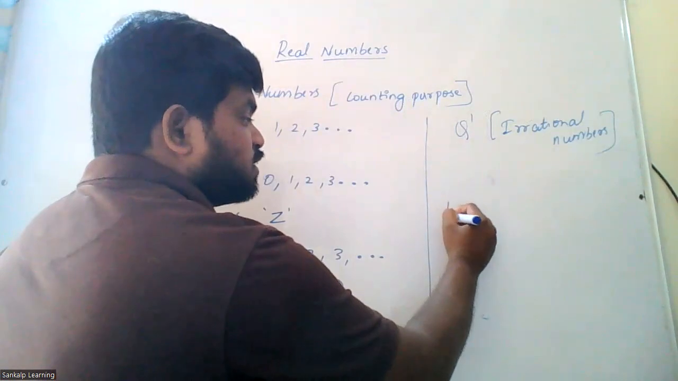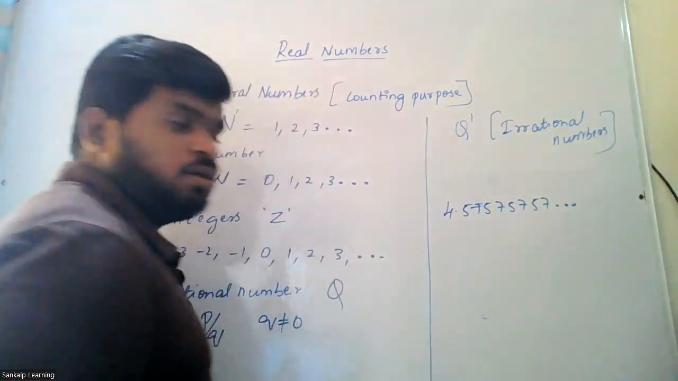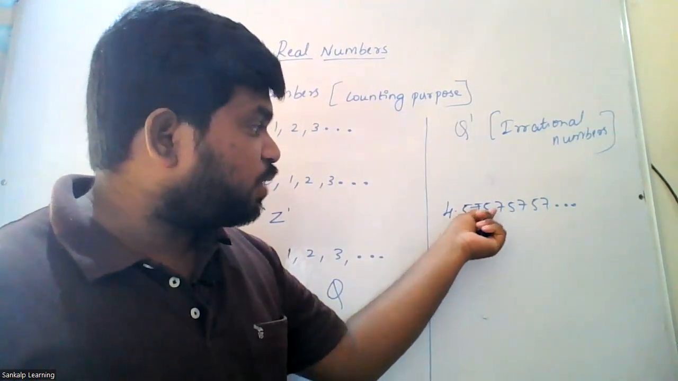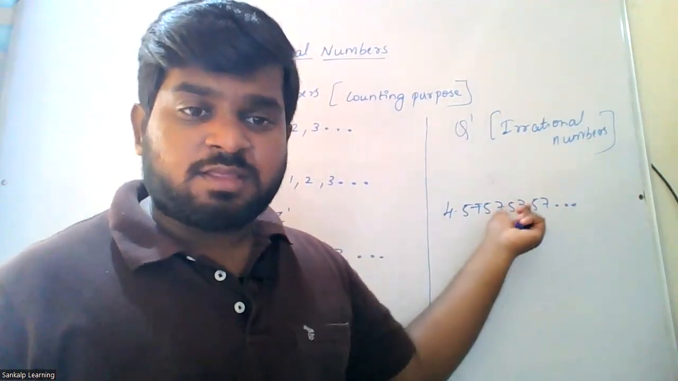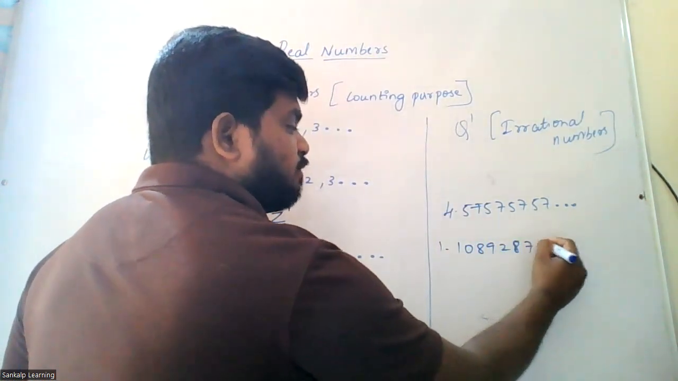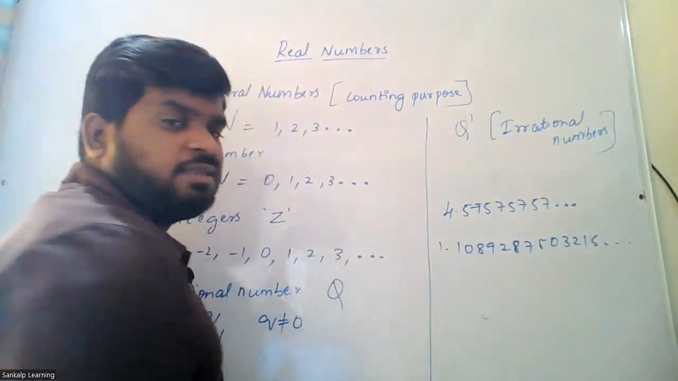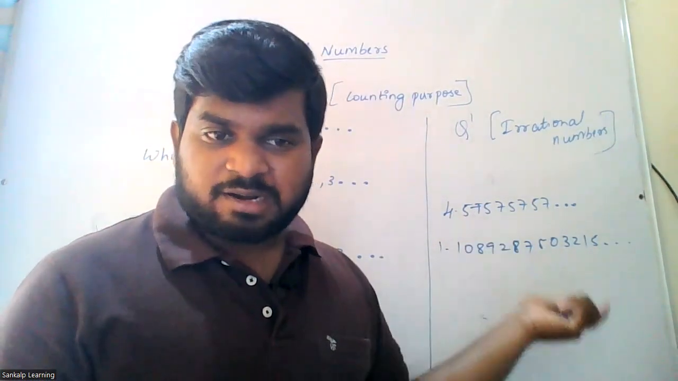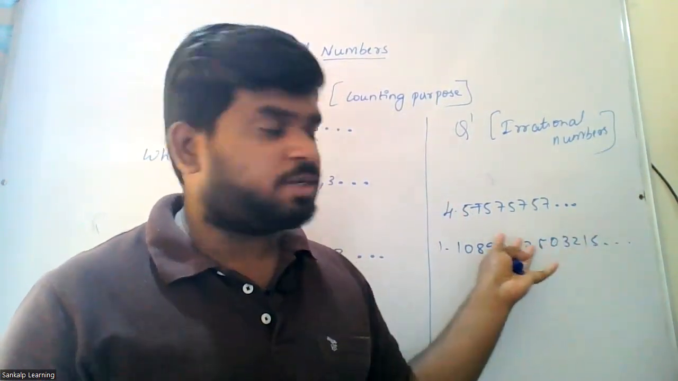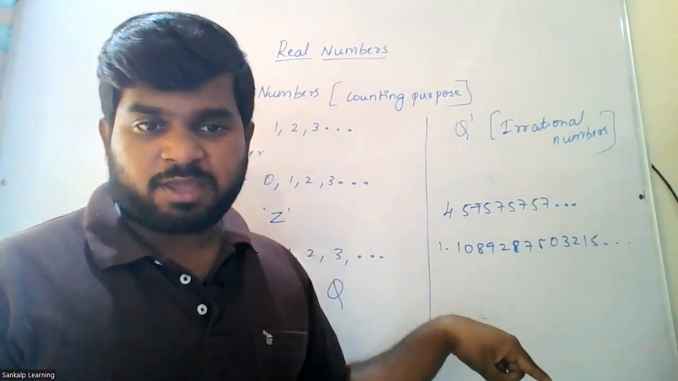For example, if you observe 4.57, 57, 57, 57 goes on. This doesn't stop, it keeps going. So it is non-terminating, but it is recurring. There is a pattern that you can observe. 57, 57, 57, 57. This is recurring. Suppose I take 1.108922875603215 something. Here you can see there is no pattern repeated. Therefore, we call this non-recurring. At the same time, it is not stopping, so it is non-terminating. These kinds of numbers you cannot express in terms of P by Q.